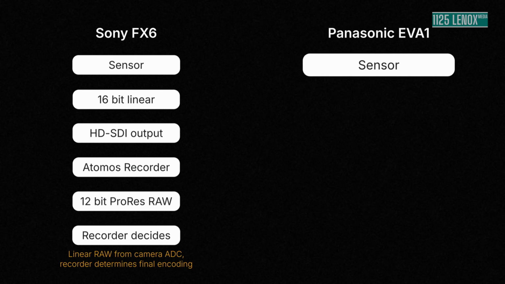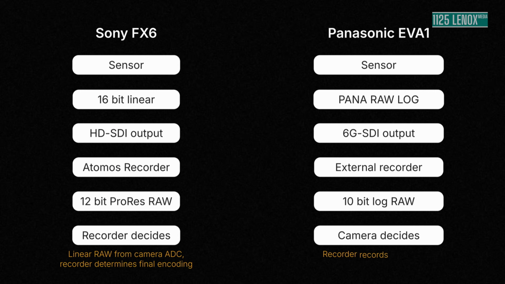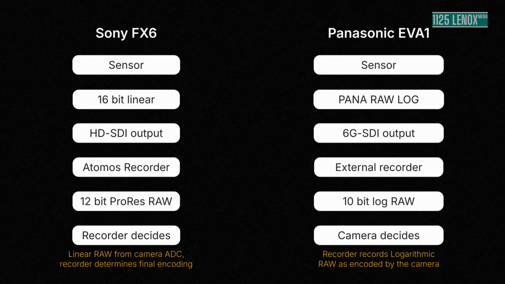Let's look at the other side of things. Let's look on the Panasonic side, the EVA1 camera that I am well versed in, and they chose to apply log encoding before the signal left the camera. The EVA1 solves this inside the camera. That's two fundamentally different approaches, and it changes what you can trust about what you're getting.